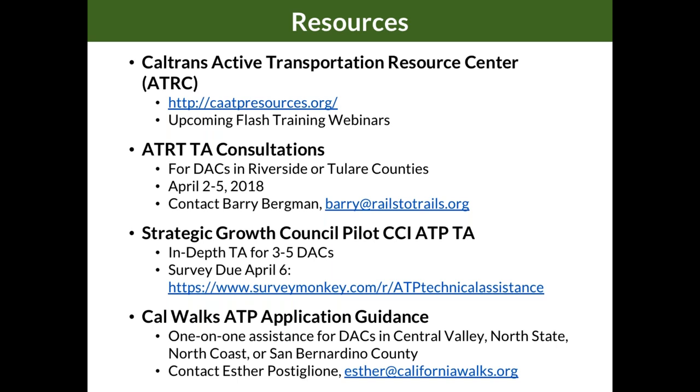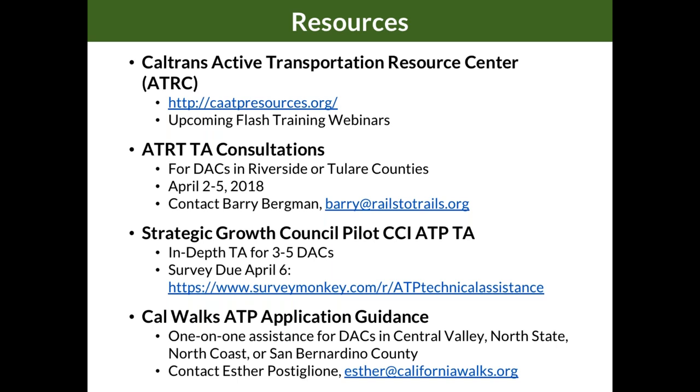So the first one is income: less than or equal to 80% of the statewide median household income. There's the CalEnviroScreen definition. So if a community is within the top 25% of CalEnviroScreen, it qualifies. For Safe Routes to School projects, you can use the free or reduced-price meal program participation rates. And to qualify there, you have to have a participation rate of 75% or higher.